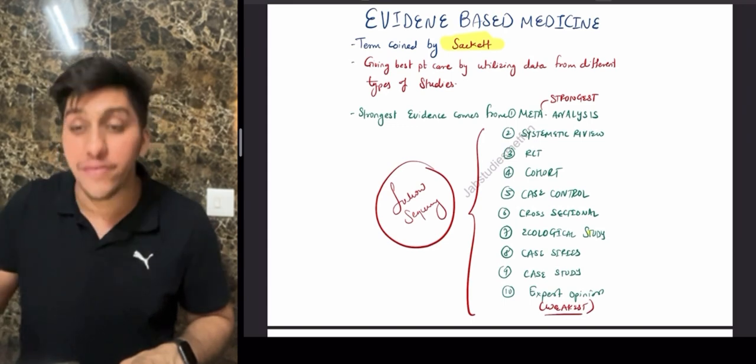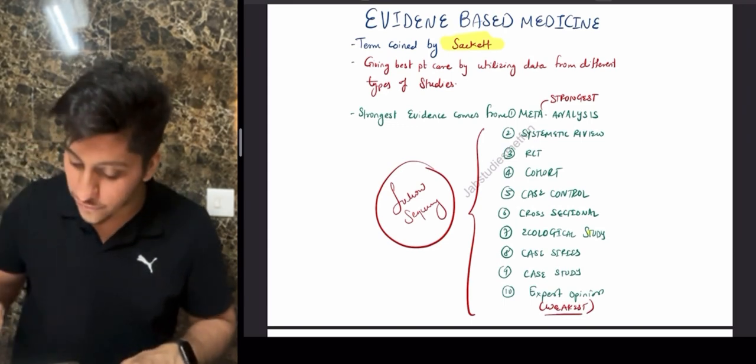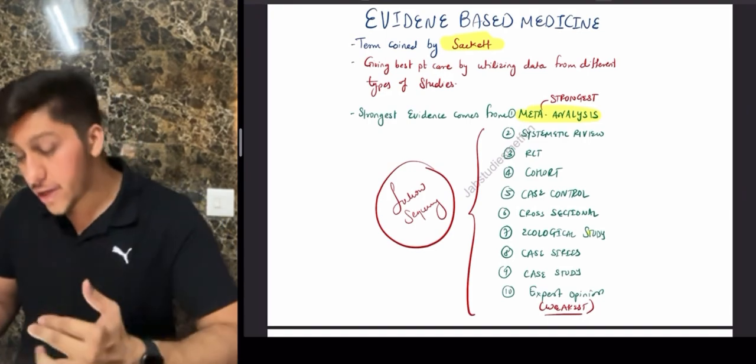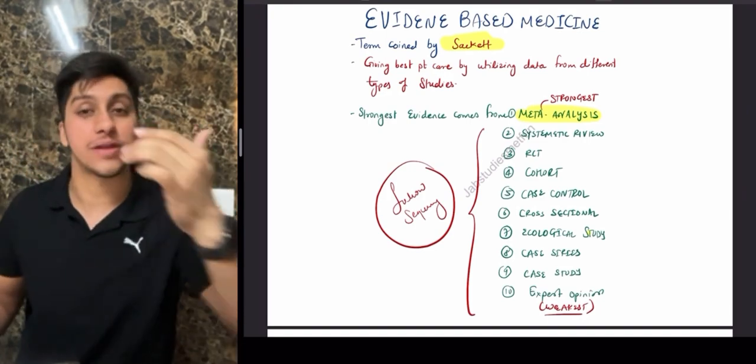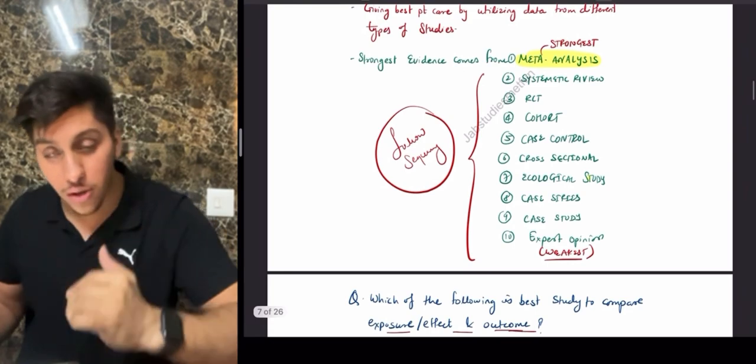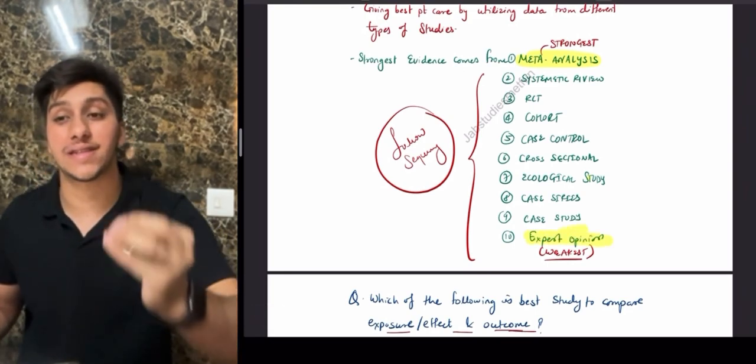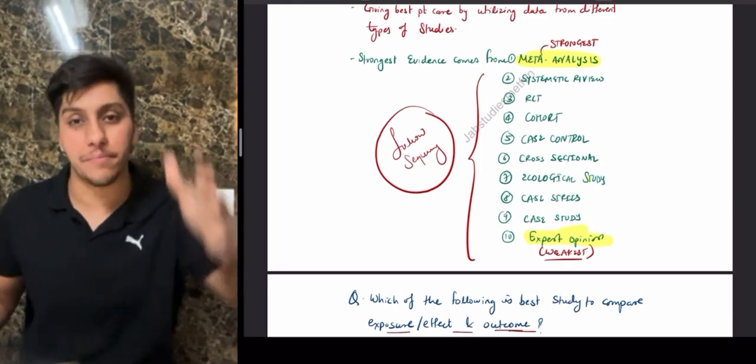The strongest evidence comes from, for number 1, we'll talk about this later, meta-analysis. Now over here you have to remember the order of which study is superior to which. If you go from bottom to top, first of all, expert opinion. Normal expert opinion is considered the weakest with respect to all the comparative studies.